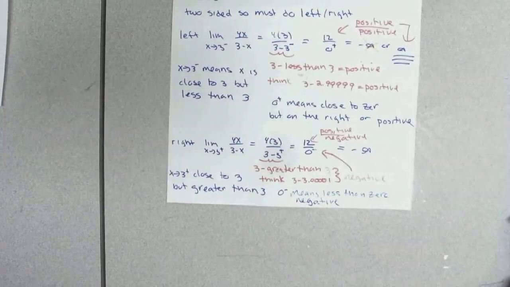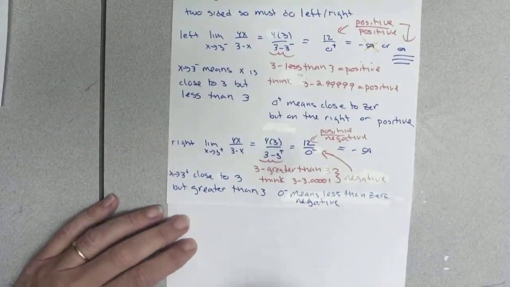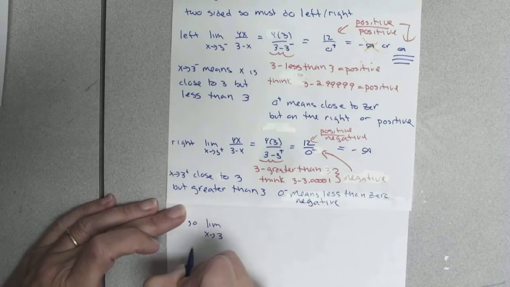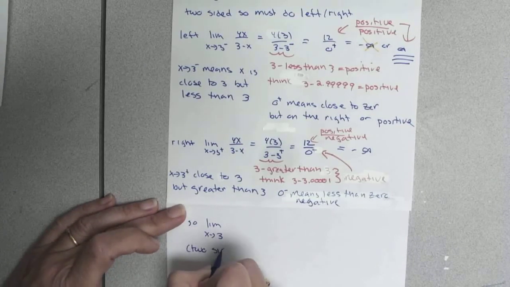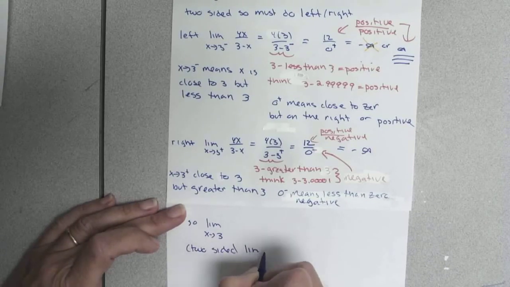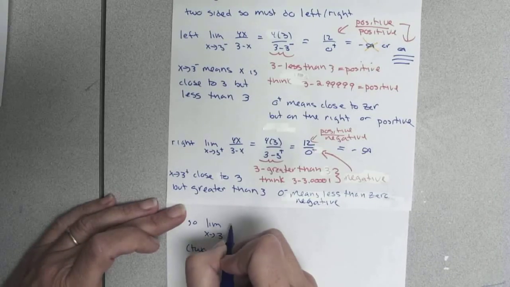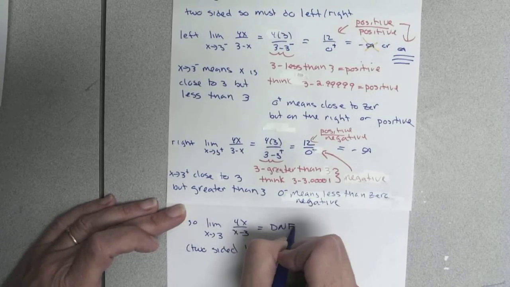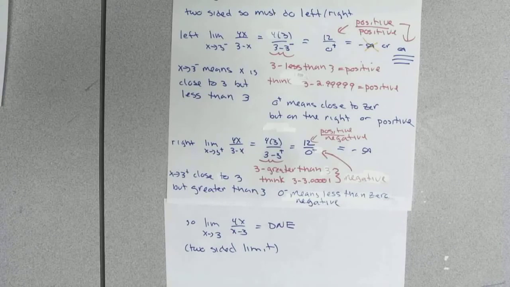we can now say what the two-sided limit is. So the limit as x goes to 3, the two-sided limit of 4x over x minus 3 does not exist. And then all of this should check. You can take your calculator and graph your function, and I'll show you what I get when I graph it here momentarily.